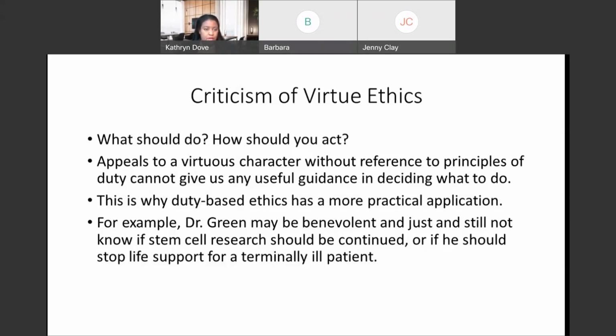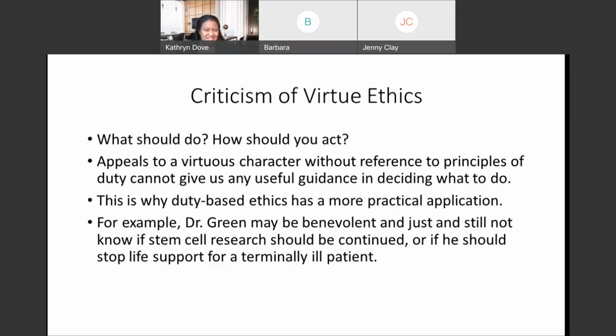Here's an example. Dr. Green may be totally benevolent, but he doesn't know if stem cell research should be continued or if he should stop life support for a terminally ill patient. So we've seen people who are on life support, and a doctor may be very virtuous. Should he stop life support or continue it? What do you think, Jenny?